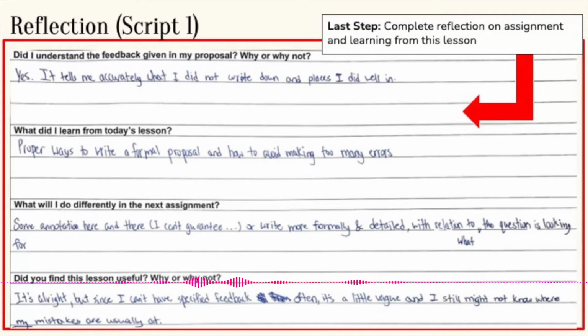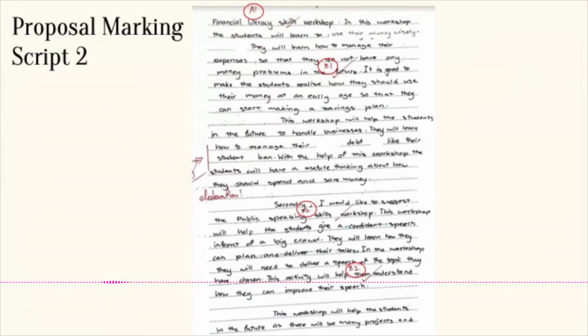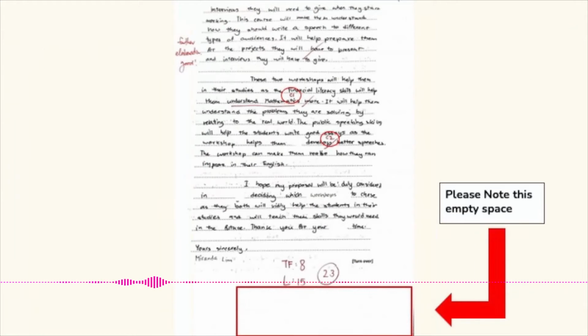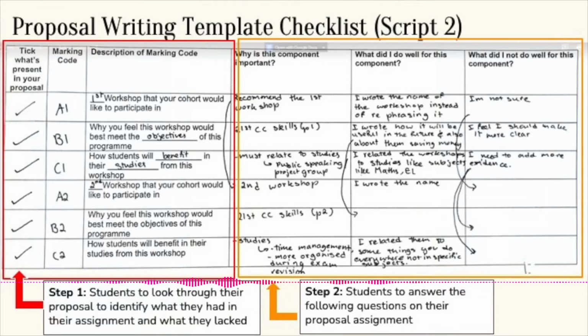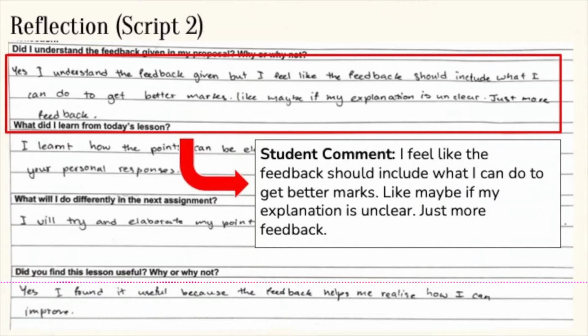At the end of the class, I will make the students do this reflection, and then I will collect everything again. So script 2, this is what the students said, the same stuff as previously. But the next point that is interesting is over here. Yes, I understand the feedback given, but I feel like the feedback should include what I can do to get better marks. Like maybe if my explanation is unclear, just more feedback.